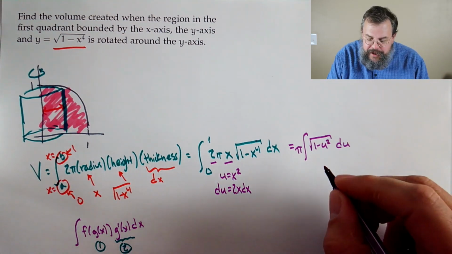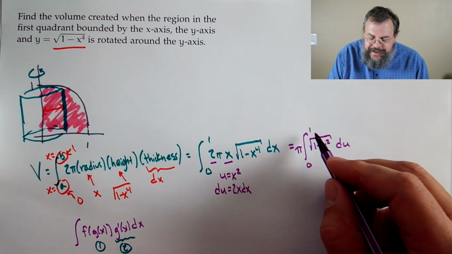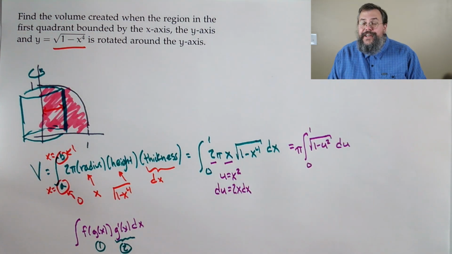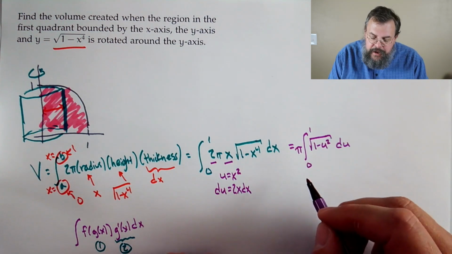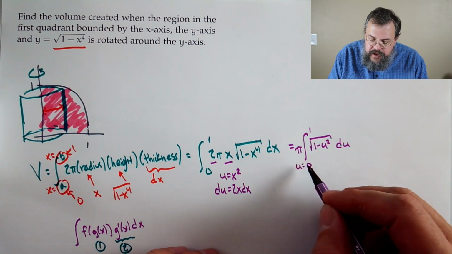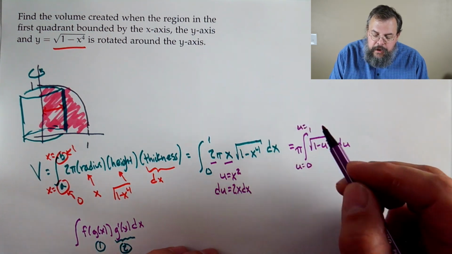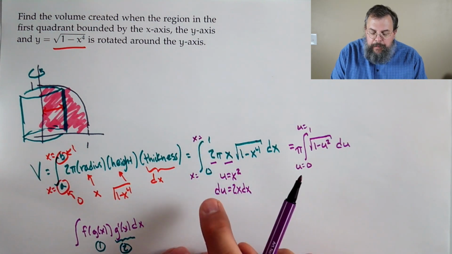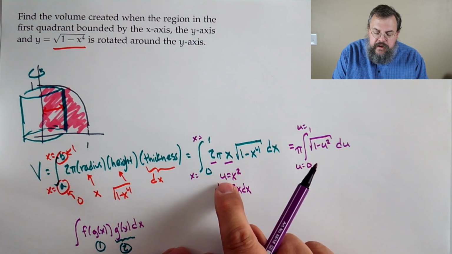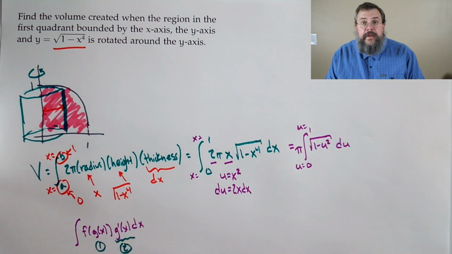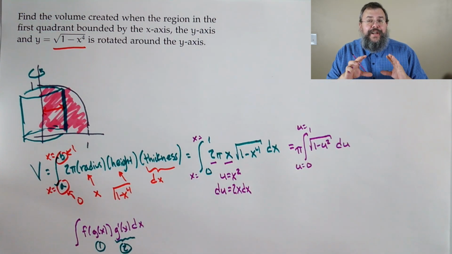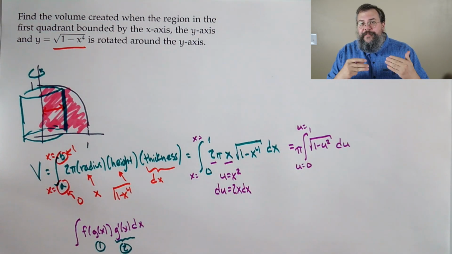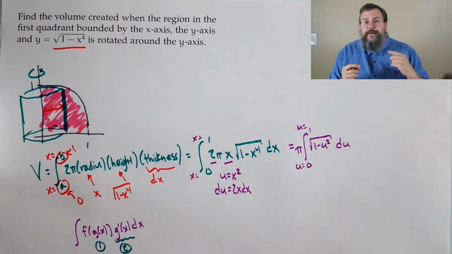Aha! Now you're probably thinking, what? Did you really change? And the answer is yes, because we're going from u equals 0 to u equals 1, when before we were going from x equals 0 to x equals 1. It just happens to be the case that 0 squared is 0, and that 1 squared is 1. But we're actually changing our bounds. Don't just take it for granted that nothing happened. Something happened.